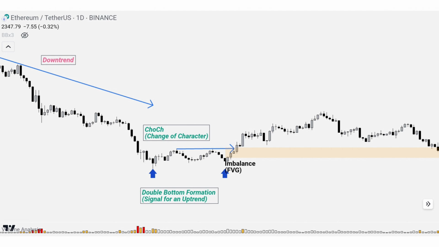But in this video, we will focus on the fair value gap topic. In our next videos, we will explain the liquidity void topic, how these formations occur and how we can use them to make a successful trade.